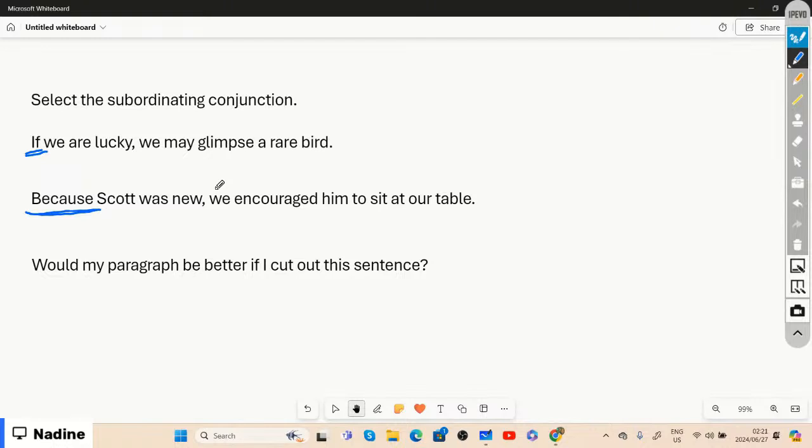All right, and if we were to identify our subordinating conjunction, then we would say this if. So would my paragraph be better if I cut out this sentence?